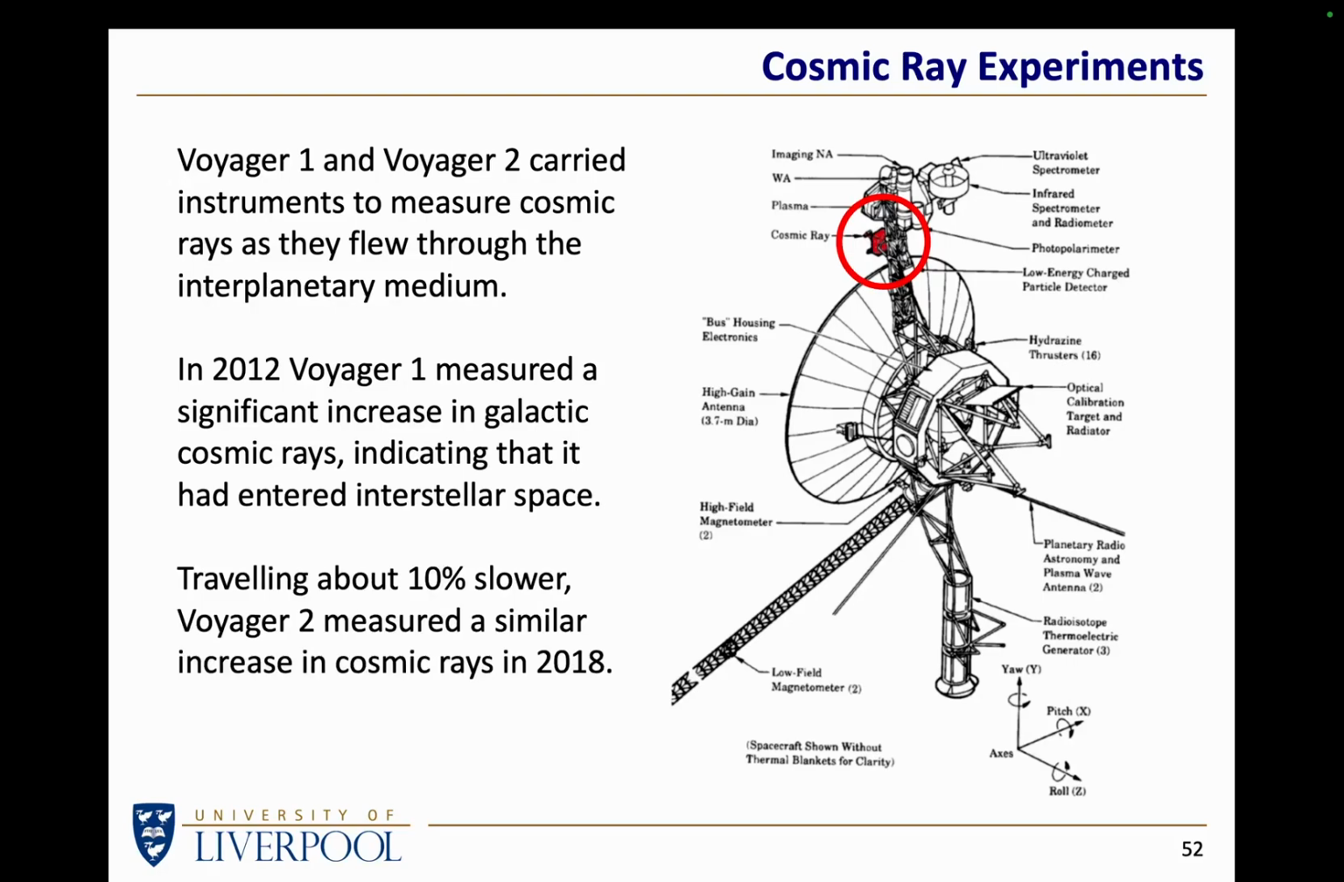Voyager 2 is traveling about 10% slower. They were launched at the same time, give or take a few weeks, but Voyager 2 is traveling more slowly. Remember, Voyager 2 is the one that went not just to Jupiter and Saturn, but also Uranus and Neptune thereafter, and Neptune slowed it down a bit. So Voyager 2 is traveling more slowly, which means Voyager 2 didn't leave the solar system until 2018.